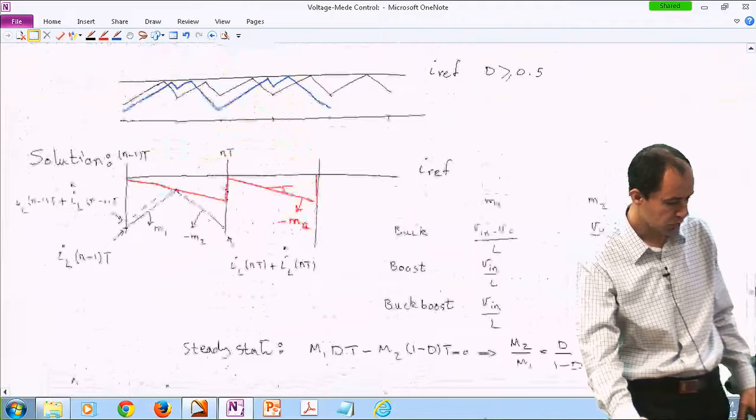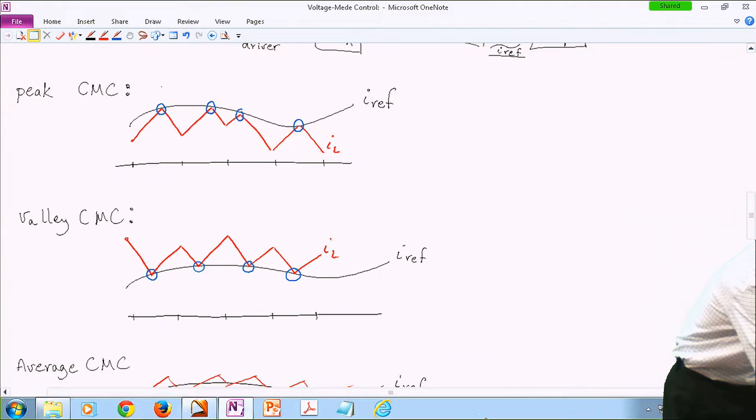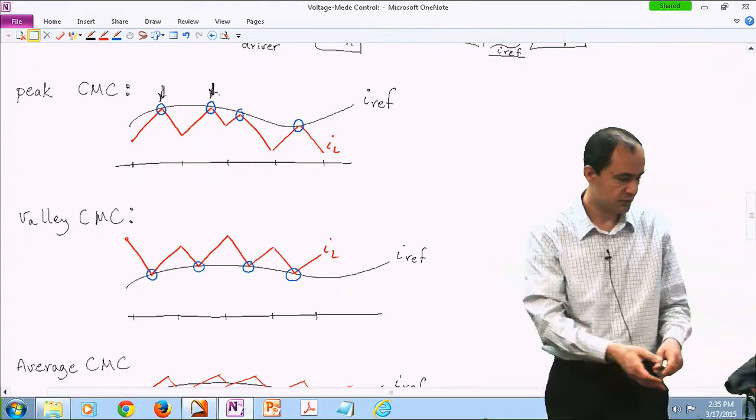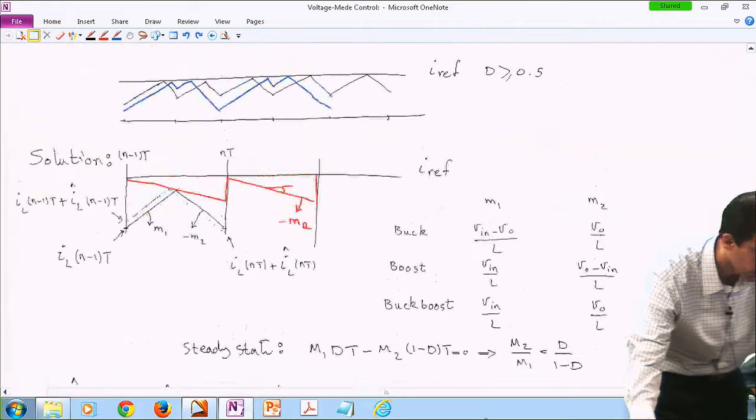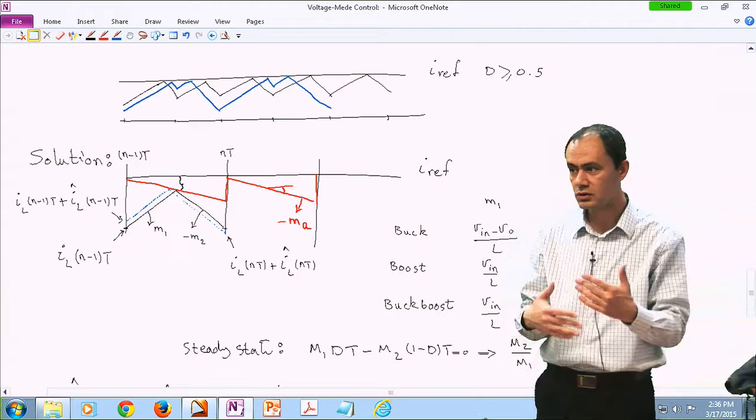Before, ideally, our peak current mode control was supposed to control the peak values of the inductor current. Like here, the peak values of the inductor current were following the reference. By introducing this external ramp, we are creating an error between the peak value of the inductor current and IREF. So if you choose an auxiliary ramp that is too large, this error is going to be too large, and it's not good.